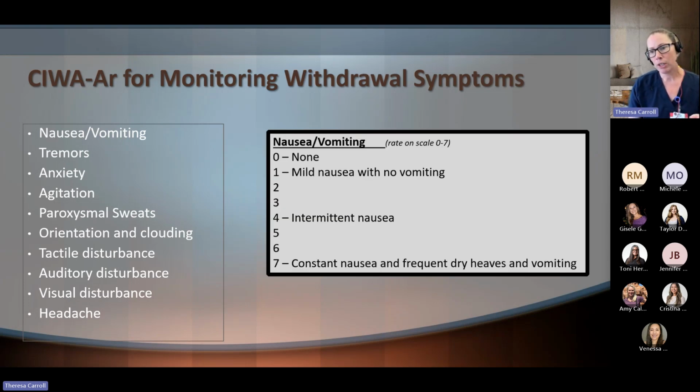The nausea and vomiting item goes 0 to 7. One of the big critiques, and we can speak to this and maybe ask questions at the end, is that not every number on the scale has a descriptor. So what makes something mild versus intermittent versus constant? How do I know if it's a 5 or a 6? That is one of the critiques of the tool: some things are not clearly outlined, and it does rely on your clinical judgment.